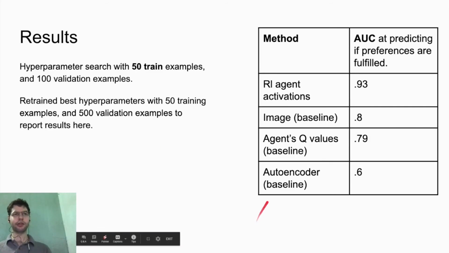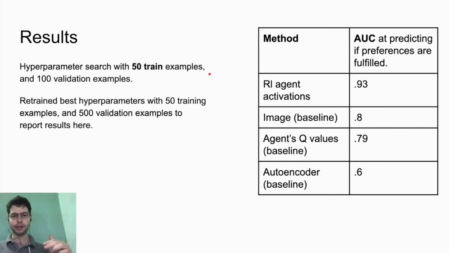So the results that I'll show are with 50 training examples because I wanted to see how well these techniques would do with a very small amount of data. So training off of the RL agent's activations that I talked about got 0.93 AUC. And then training off of the baseline methods did significantly worse. So training the preference predictor off of the raw image only got 0.8 AUC. And training off of an autoencoder trained to autoencode the image did even worse than that.